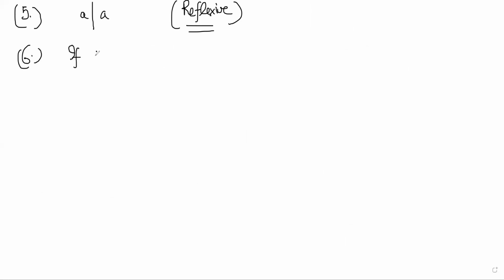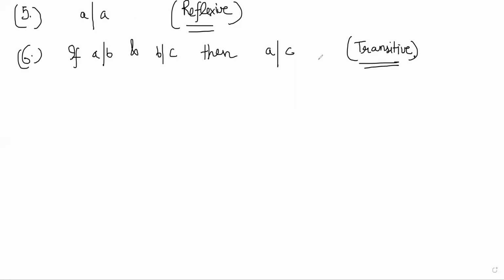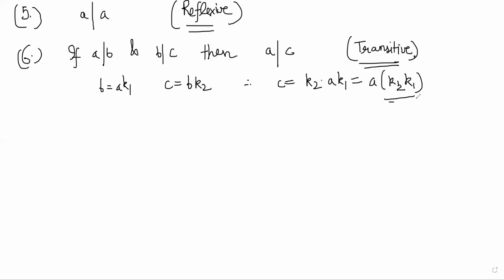Then if A divides B and B divides C, then A divides C. This is the transitive property. That should also be fairly clear. There is no issue here because B is equal to AK1 and C is equal to BK2. Therefore, C is equal to K2 into B, which is A into K1. So it is A into K2 K1, which is an integer. So C is divisible by A.